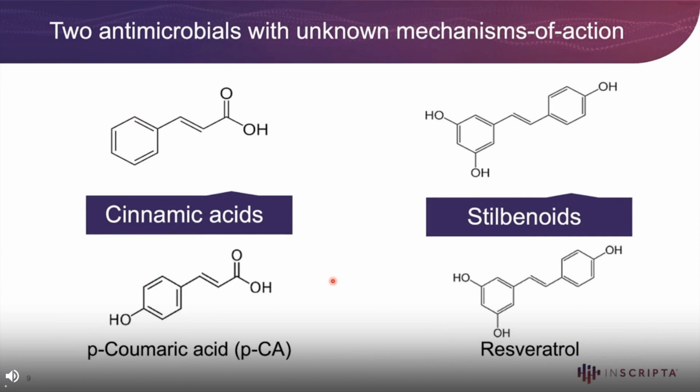Shown here are the two small molecules which we used in this work. On the left is Coumaric acid. Coumaric acid is a cinnamic acid. And here on the right is Resveratrol, which is a stilbenoid.